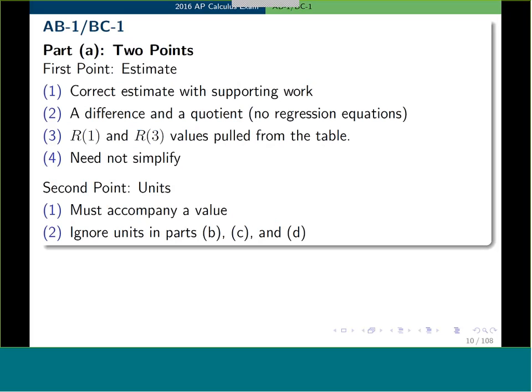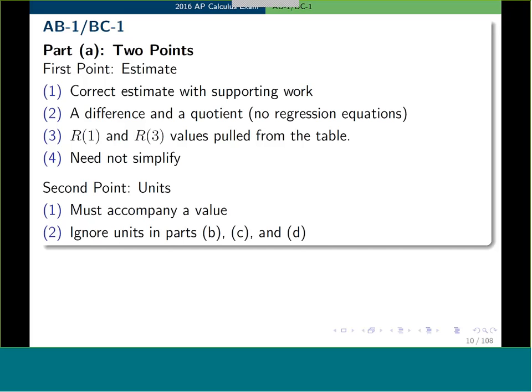So a little bit more detail on all of these parts. Part A, again, was worth 2 points. The first point was the estimate. Students had to return the correct estimate with some supporting work. In these types of problems, we look for 2 things: a difference and a quotient.